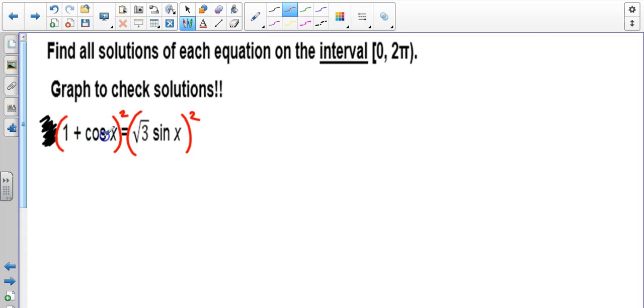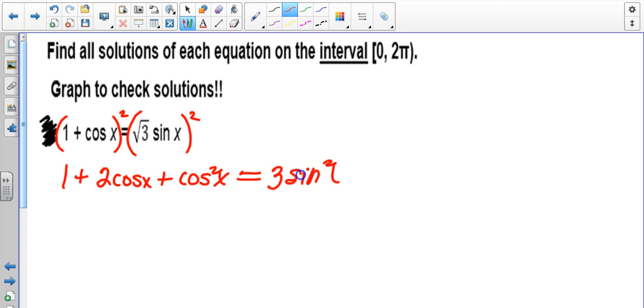All right, what is 1 plus cosine times 1 plus cosine? Good job. And the right-hand side, when I square the square root of 3, I just get 3. Square the sine of x, and I get sine squared. Had several people today suggest that we could do something with the cosine squared and the sine squared because that's 1. But unfortunately, it would be minus 2 or minus 3 sine squared if we moved it over here. It's just not going to work.